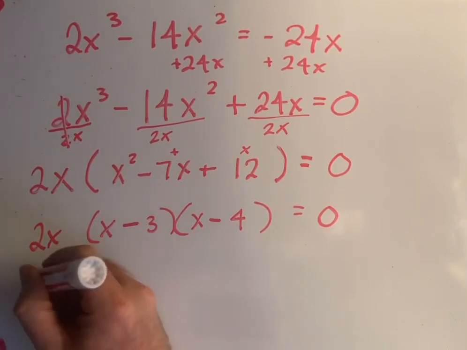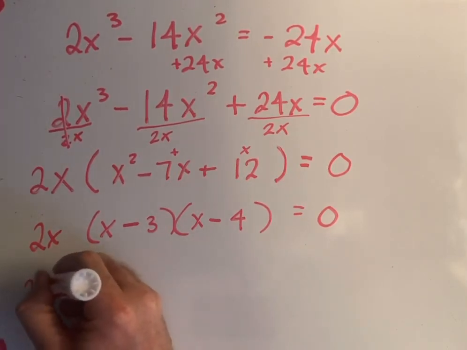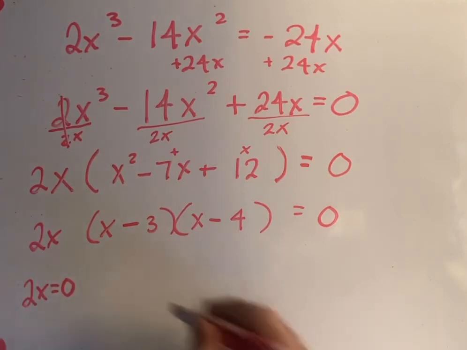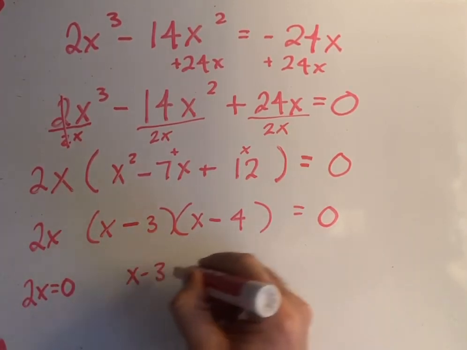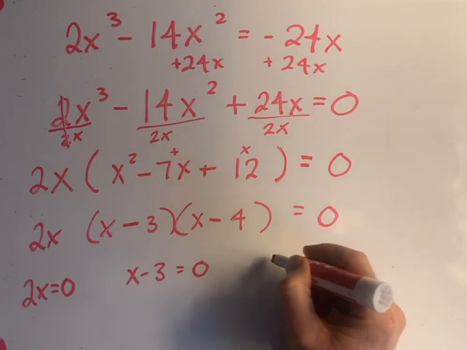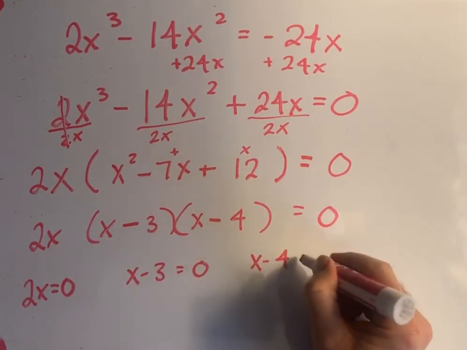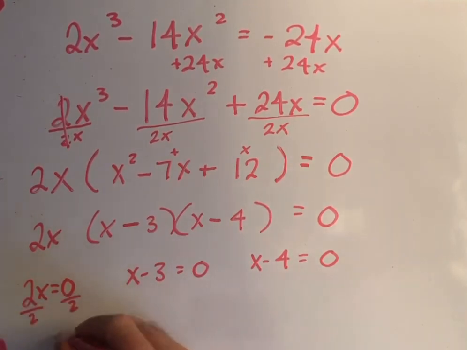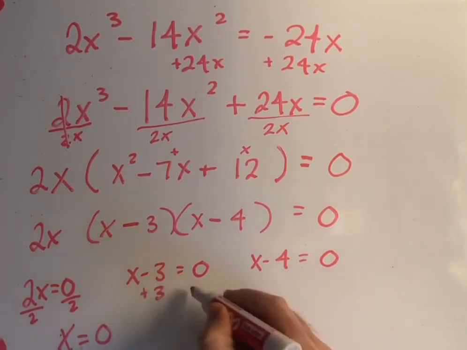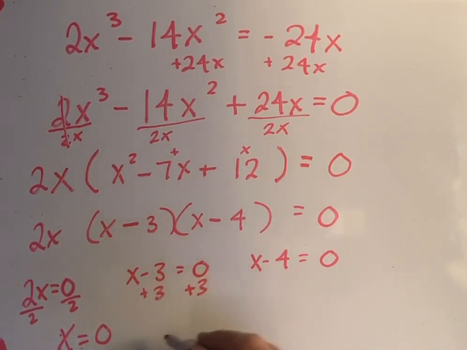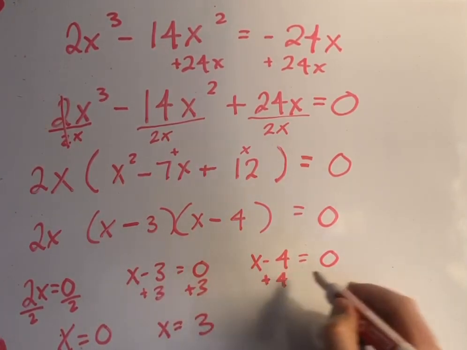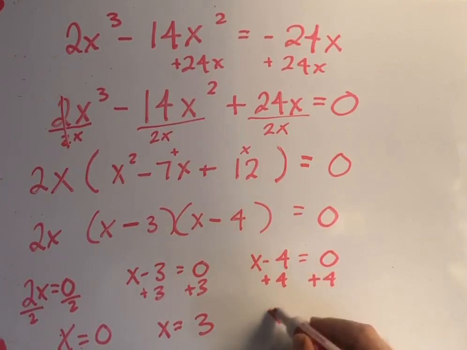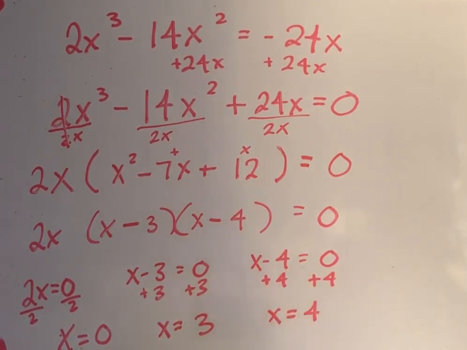So now I have these 3 different chunks that I've factored it into. I can set each of them equal to 0. Over here I divide by 2, x equals 0. Then x minus 3 equals 0, and x minus 4 equals 0. Right here I add 3, x equals 3. And over here I add 4 on both sides, x equals 4.